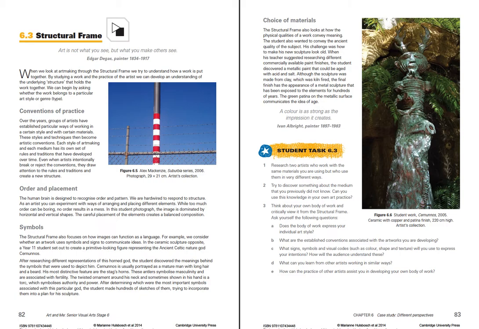In this student photograph, the image is dominated by the horizontal and vertical shapes. The careful placement of the elements creates a balanced composition. Looking at Alex's work, it's called the Suburba series. It's made in 2006. It's a photograph, 29 by 21 centimeters, and it's in the artist's collection.